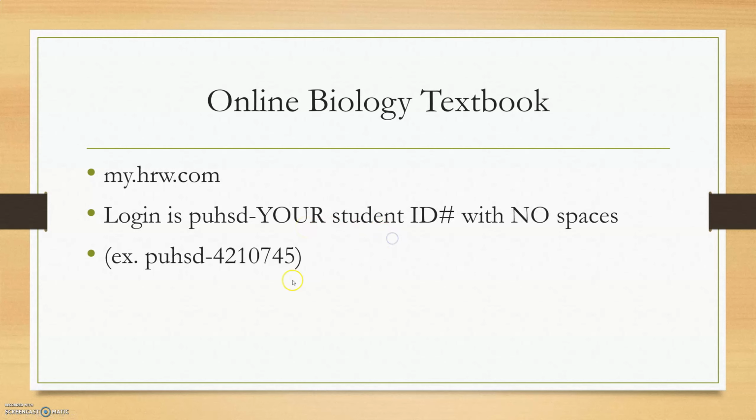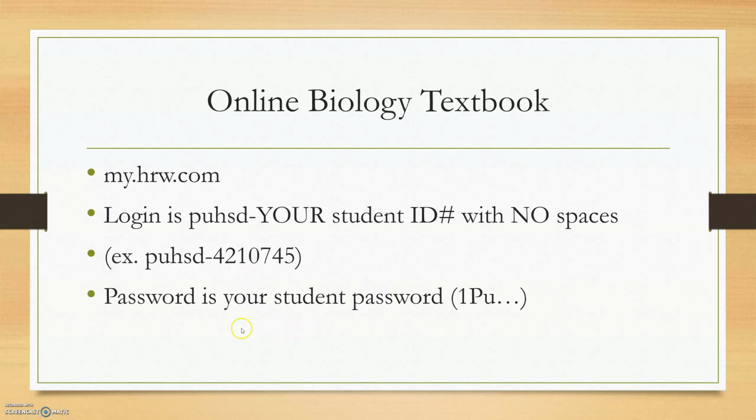So for example, if this was your student number, you would log in as PUHSD-4210745. Then it'll ask for your password. Your password is your same student password that you use for everything. You have one capital PU, so make sure to spell it correctly.